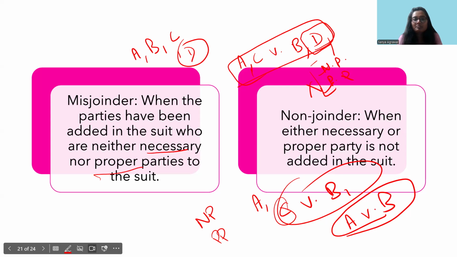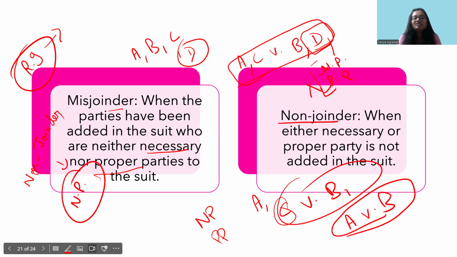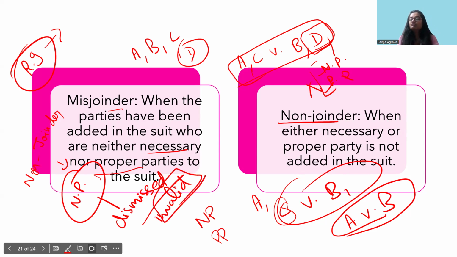Now, why is it important? Because Rule 9 of CPC talks about the consequences of non-joinder and misjoinder. And it says the suit will not be dismissed because of the misjoinder or non-joinder of a party. However, there is a proviso which says if there is a non-joinder of a necessary party, then the suit can be dismissed. मतलब सूट वो जो होगा वो invalidate हो जाएगा, the suit will be invalid. So we have already seen that without a necessary party the decree will be invalid, the suit will be invalid.